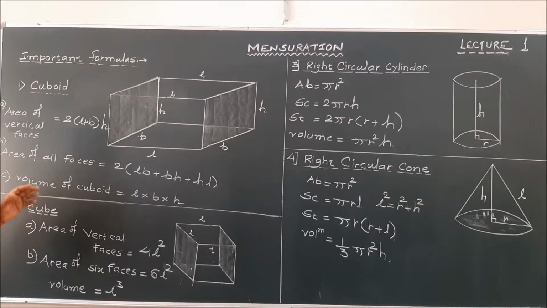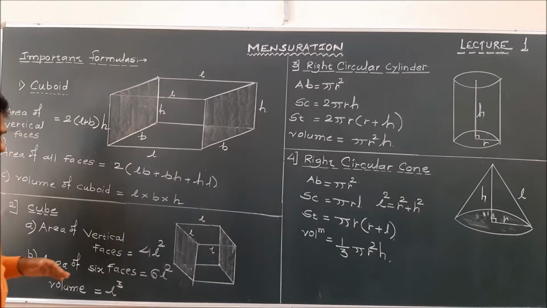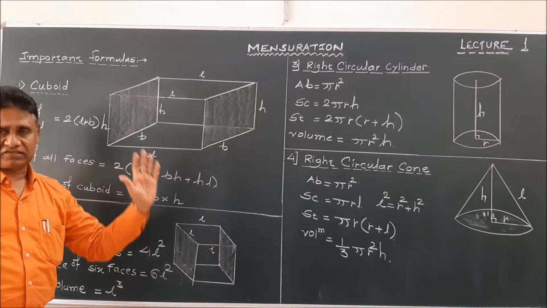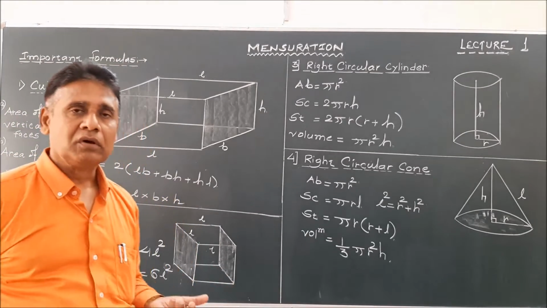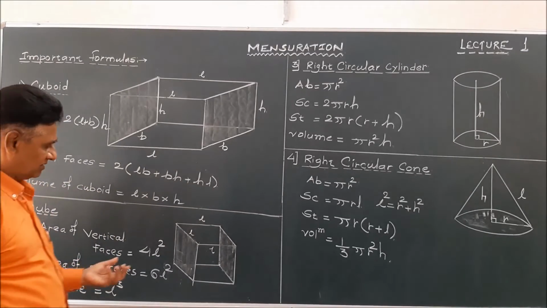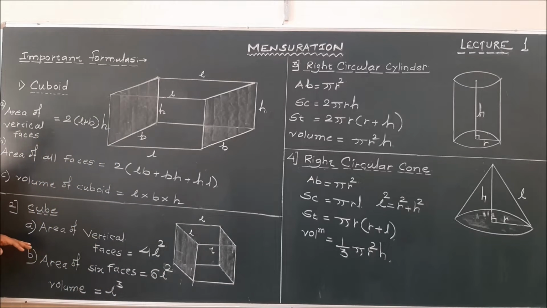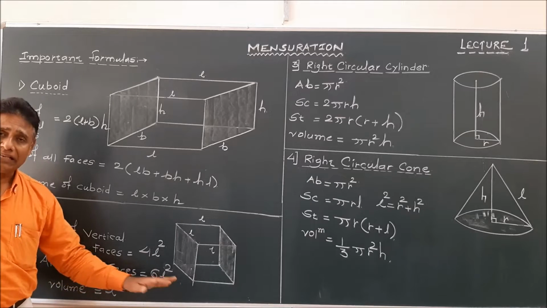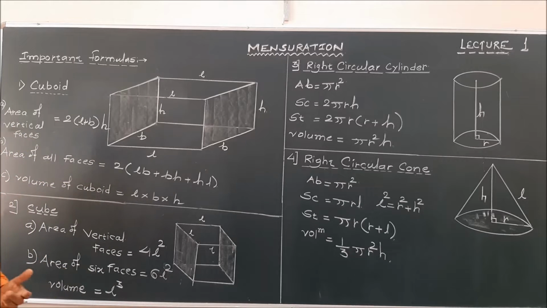Next is the cube. In this case, what is the difference? Sideways 2 faces, top and bottom identical, front and behind. Now for a cube, all the faces are square, and the area of a square you all know is side square. So if I label each length, breadth and height as L, then the area of vertical faces is 4L square. The area of 6 faces is 6L square, and volume is the same, length into breadth into height, but since all are equal, you get L cube.